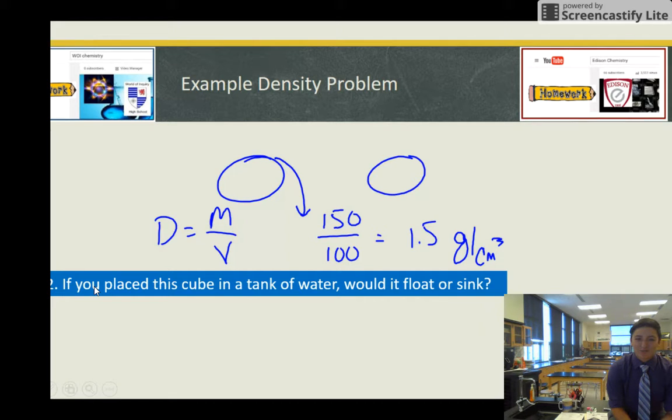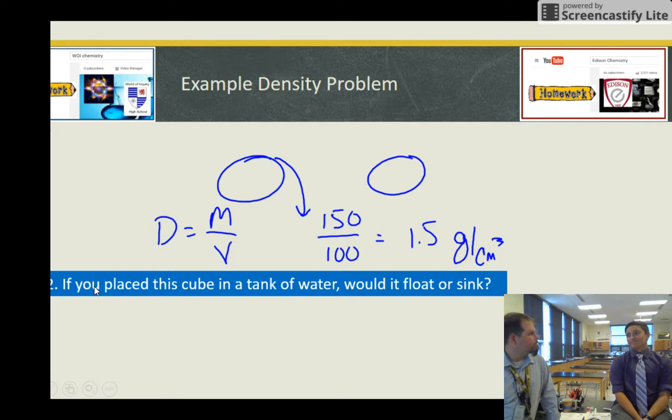If you place this cube in a tank of water, would it float or sink? I think it's going to float. What was that number again for water? Oh, it was 1. So this is going to be a larger number than 1. So larger is going to sink. Okay, good.